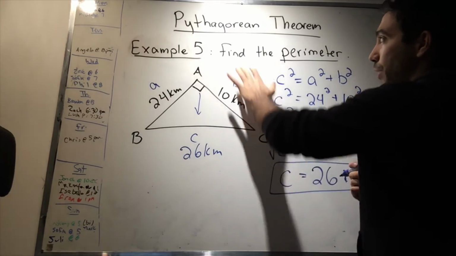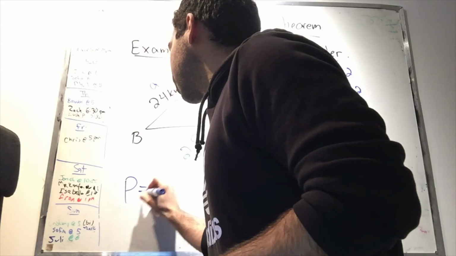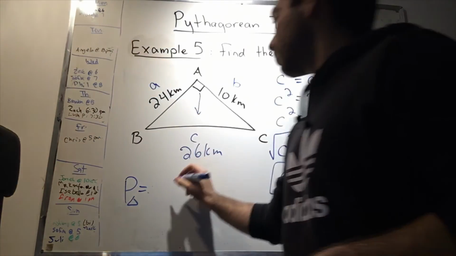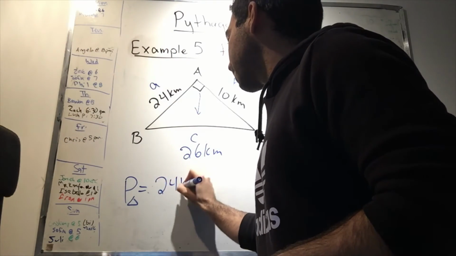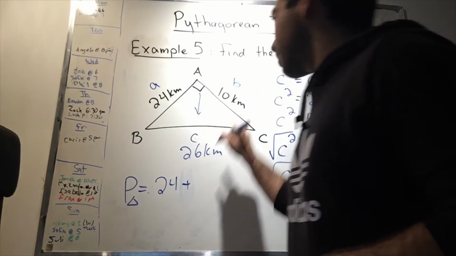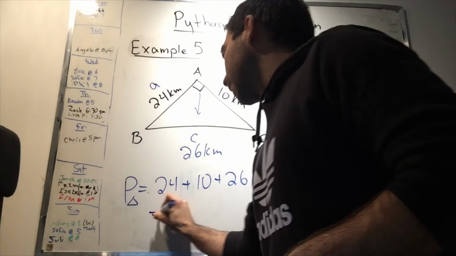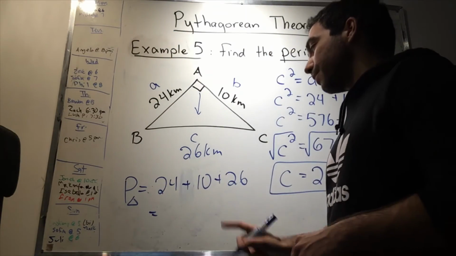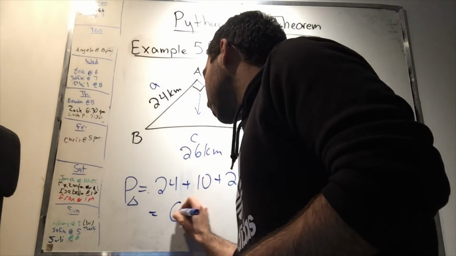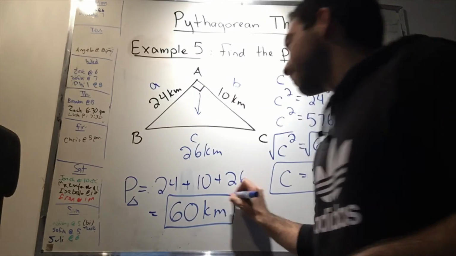The question, we're not done. We have to find the perimeter. How do you find the perimeter? Add up all sides. So perimeter of the triangle is equal to 24 kilometers. Let's put the units at the end. So 24 kilometers plus 10 kilometers plus 26 kilometers. That gives us 26 plus 24, that's 50, plus 10 is 60. The perimeter here is 60 kilometers, and this is the final answer.